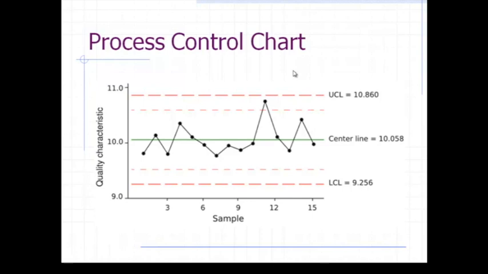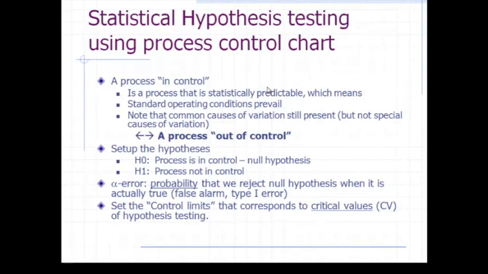Again, keep in mind that we are not monitoring the product. Now we are monitoring the process. And what we want to see is whether the process is in control or out of control. And what we are going to use is a process control chart. So now let's see some details of how to develop this process control chart.